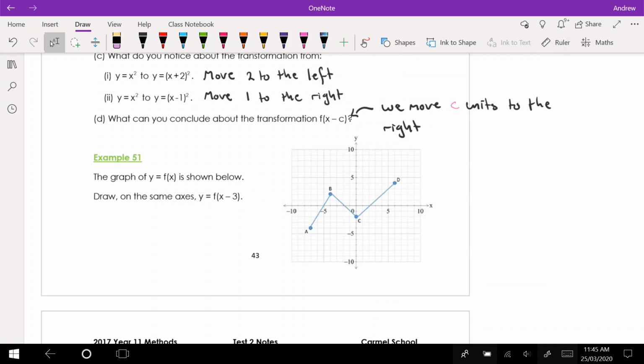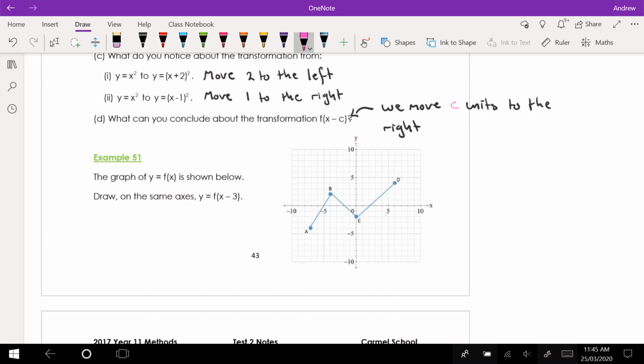So now it says that we need to find the graph, the transformation, when it's f of x take 3. If it's f of x take 3, what transformation has happened? Where are we moving? Where are we going to be moving with this transformation? To the right. 3 units to the right. We move c units to the right. If we take away c, take away 3, we move 3 units to the right.